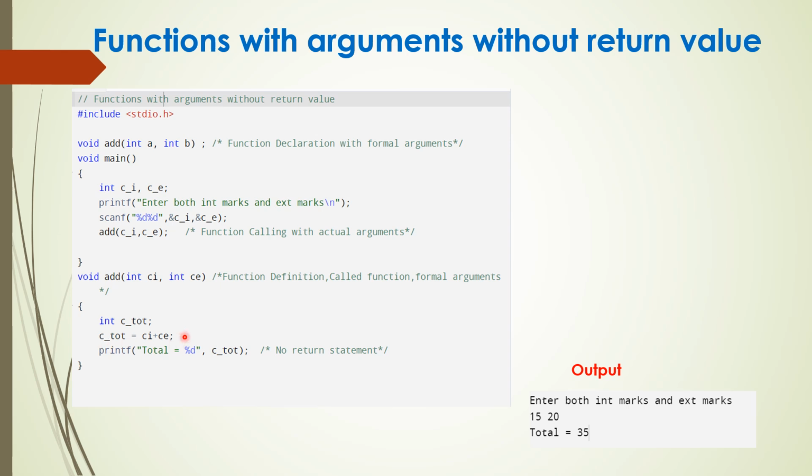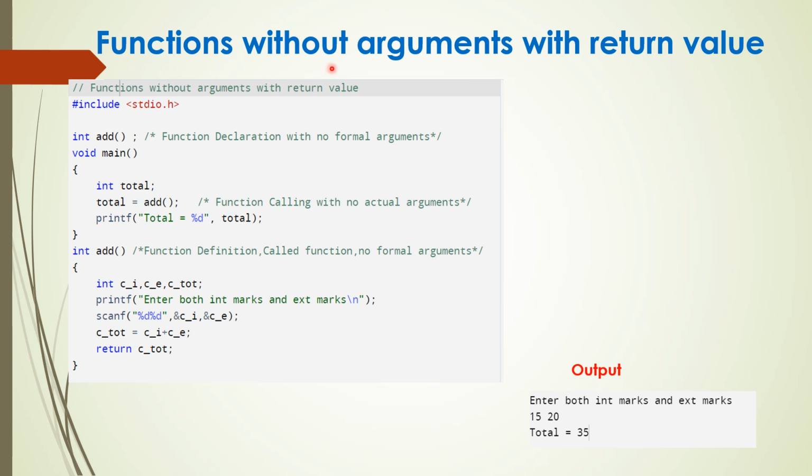So the operation is done, add is called and the function is called. So it is going inside this add function. The job is done, task is done, and I'm going to print it, because I'm not going to return any value. So this is a function with arguments and no return value. In the previous case, it was function with arguments and return value. This is the difference. Now let us move to the next type.